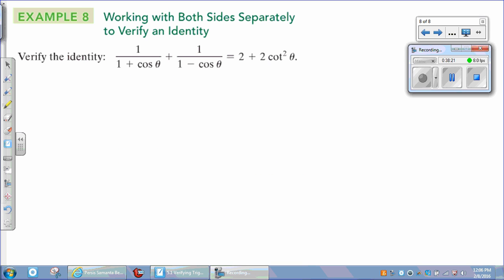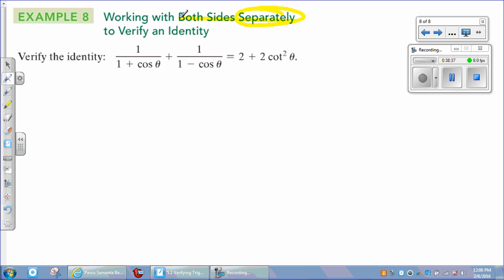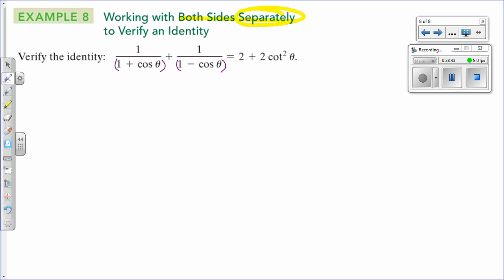So for the last problem of the section, we're going to be working on both sides, but one side at a time, separately. If you recall from the first slide, we said that we could only work on one side at a time, and that's what I'm going to do. I'm going to start by working on the left side first. You notice here we have two fractions with different denominators. So our common denominator is going to be the product of one times the other: 1 minus cosine theta, the first denominator, times the other, 1 minus, not plus, but minus, cosine theta.